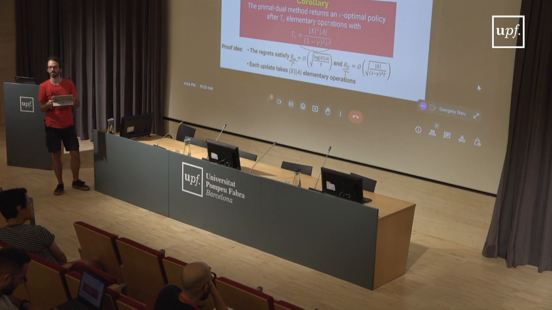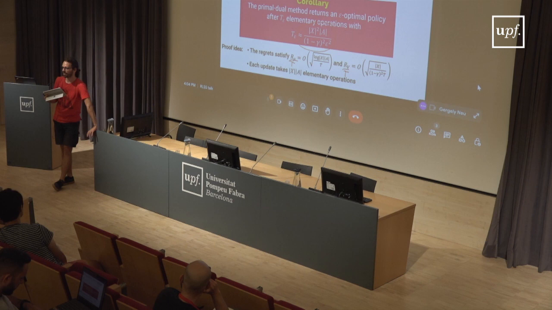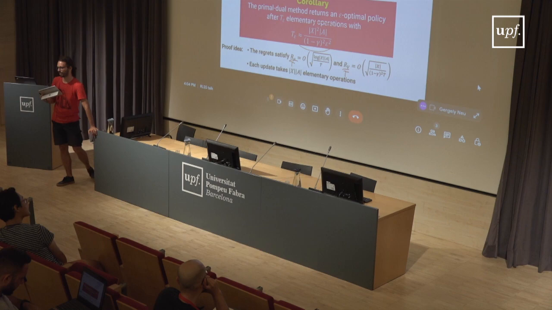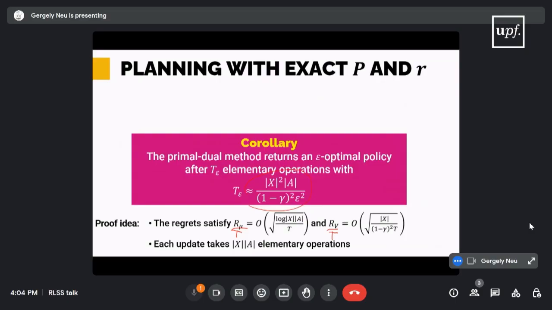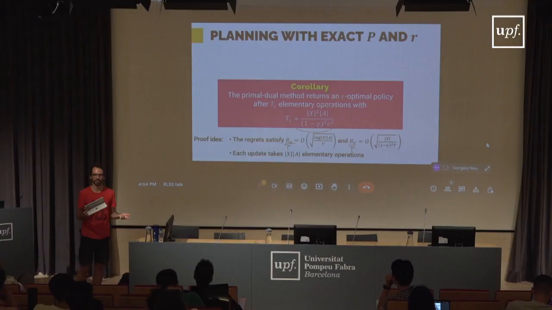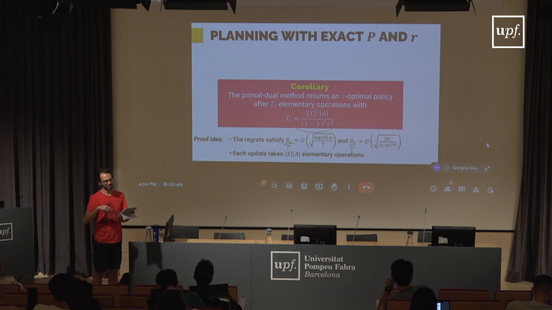So now, of course, you can tell me that this result is not particularly great. It's not a real competitor for dynamic programming, because in this scenario, when I know P and I know R, I might as well just do dynamic programming. I might as well just do value iteration, and I can converge linearly to an optimal solution. So this is not such a great and attractive result.